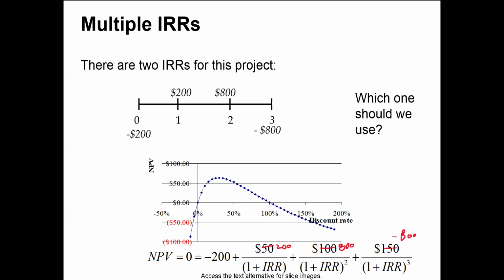All right. So can you identify why the NPV is zero when the IRR is 0% and also when the IRR is 100% with this formula? All right, good.